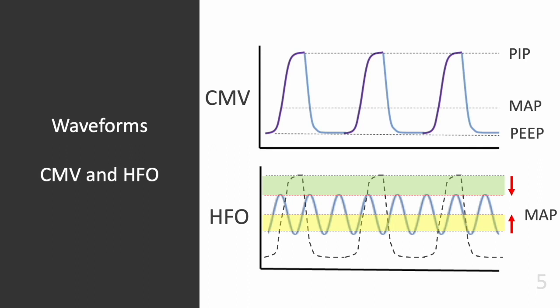I will talk more about the pressure waveform in more detail. Compared to the CMV waveform shown in the upper row, the HFO waveform has a large number of waveforms, but the peak pressure supplied is lower. Nevertheless, the mean airway pressure remains high. This is one of its special characteristics.